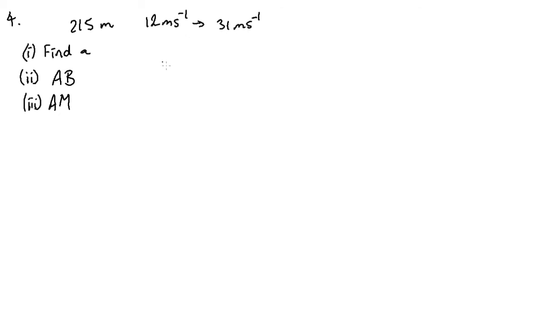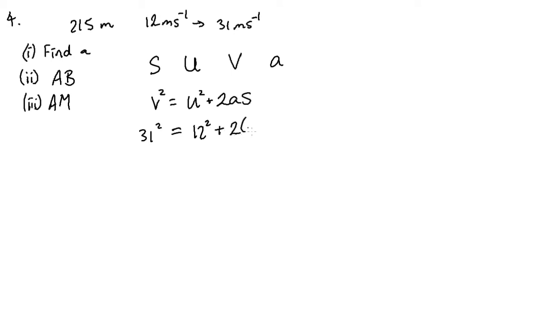Alright, so let's find the acceleration. Because the acceleration is constant, we can use the SUVAT equations. So we are given the displacement s, we have u, the initial velocity, and v, the final velocity, and we want to find a. So what equation includes all these? Off the top of my mind, that is v squared equals u squared plus 2as. So let's use this equation. So v squared, which is 31 squared, is 12 squared, 144, plus 2 times 215a.